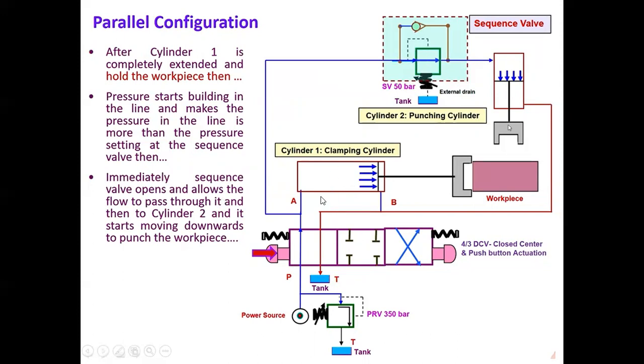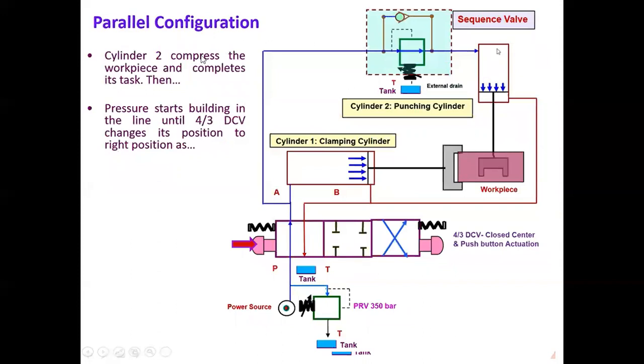After the pressure reaches 50 bar, because of the continuous supply of oil by the pump, this sequence valve opens and transfers the oil to the piston side of the second punching cylinder, and this cylinder punches the workpiece. In this way, the sequencing circuit operates in first position. In the parallel configuration, the cylinders compress the workpiece and complete the task.